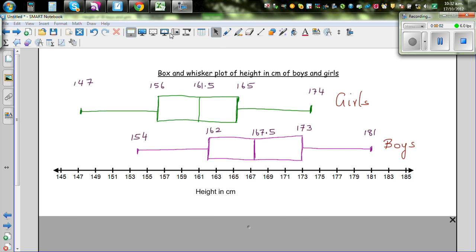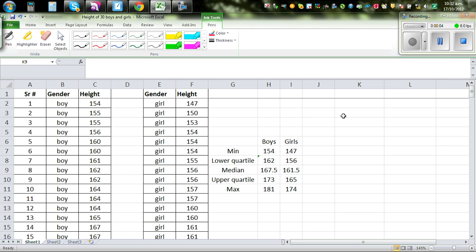In my last video, I showed you how you can find the five number summary using Excel. So we saw 154 is the minimum for boys, that's how you got min 154, 147 is the minimum for girls and so on. You can watch my previous video where I have explained how to get these stats.